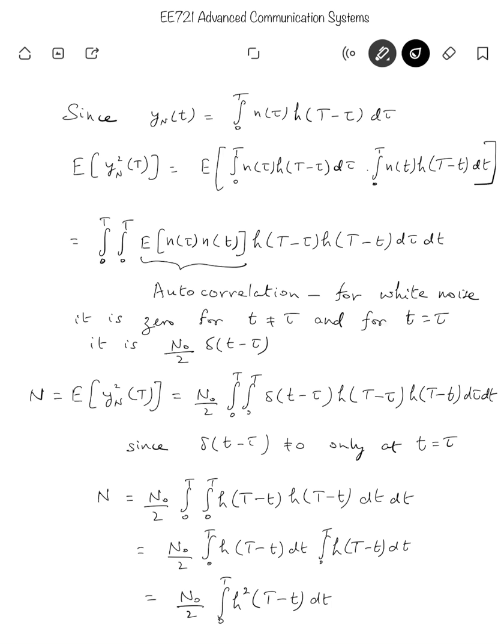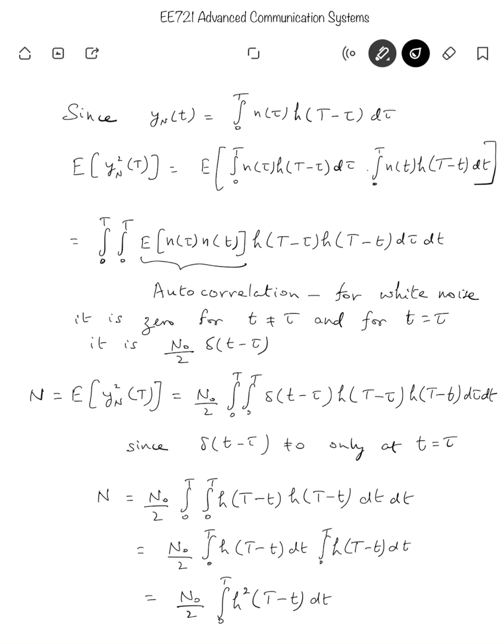So we take the integrals outside and we combine n of tau and n of t and put the expectation for n of tau into n of t into h of t minus tau, h of t minus t, d tau, dt, all of them are there, right? Now if you look at this particular part of this equation, we have expectation of n of tau into n of t. This is basically representing the correlation between n of tau and n of t, or it's the autocorrelation function for the noise process, right?